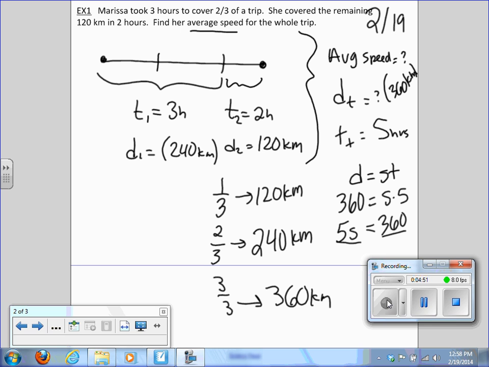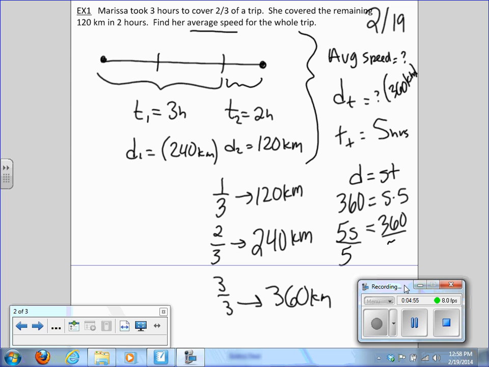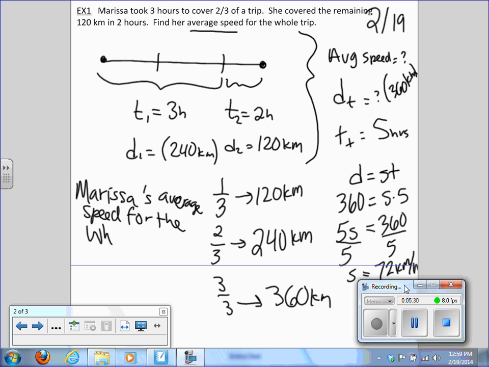Okay, divide both sides by what, Christopher? Divide both of them by 5. By 5. And if you know 360 divided by 5, tell me what it is. Label? Kilometers per hour. Okay, so the sentence, not she, not her, Marissa. Marissa's average speed for the whole trip is 72 kilometers per hour.